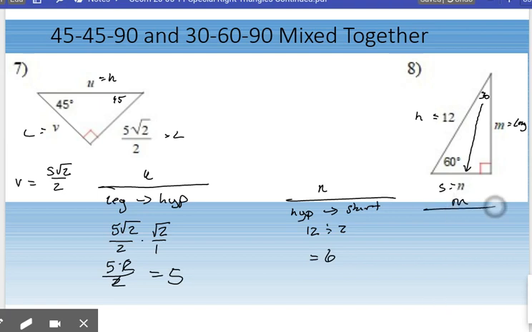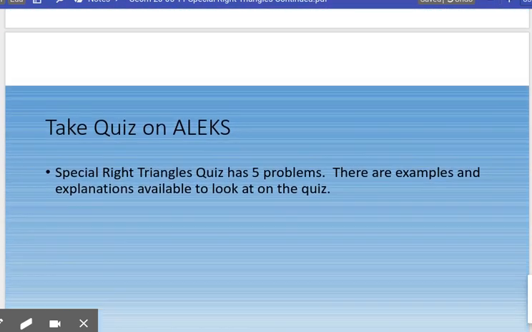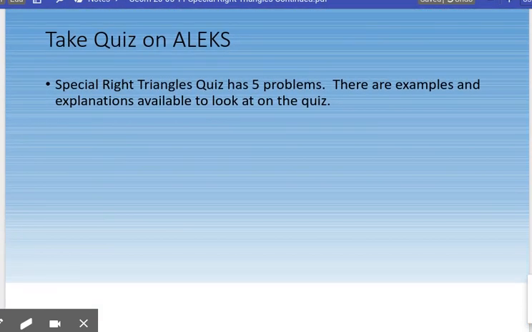Now, let's get m. Let's get our long side. And we're going short to long. And when we do that, we multiply by the square root of 3. So I have 6 times the square root of 3. If you do want to round that, 6 square root of 3 rounds to 10.4. That's a little sloppy. Sorry, guys. 10.4.